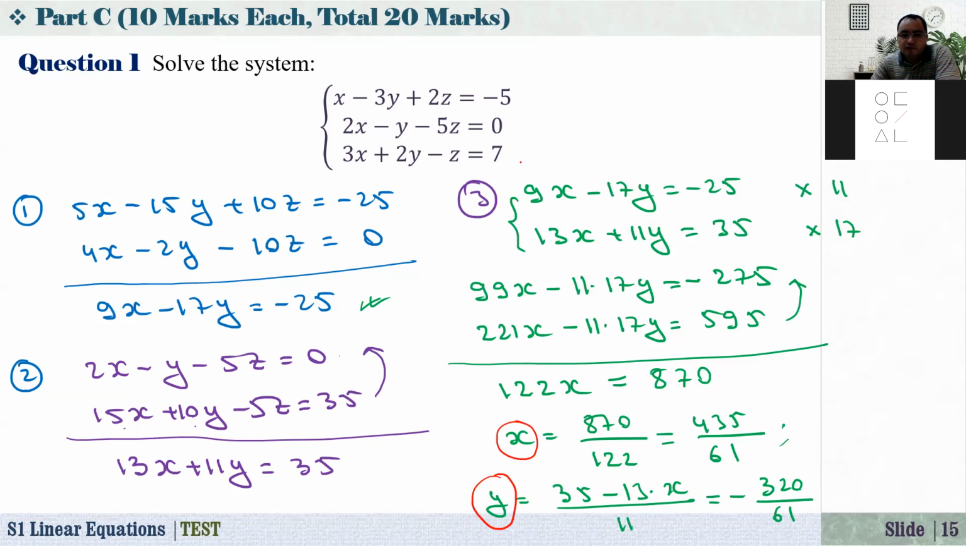And how about z? From the last one, we can find z. So z is equal to 3x plus 2y minus 7. We know what x is, so that is 3 times 435 over 61, and y is minus 2 times 320 over 61, and the minus 7. So that's equal to 238 over 61.